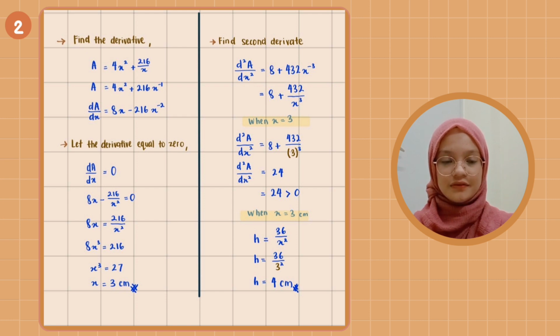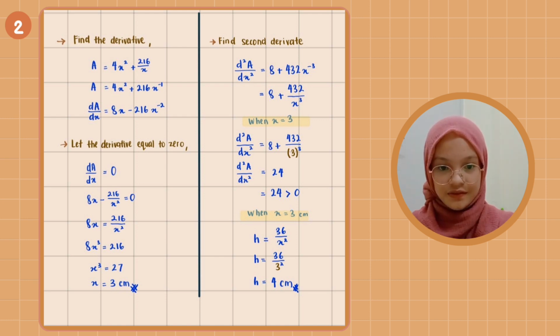After that, to confirm the nature of this value, we must find the second derivative by differentiating the first derivative. So we get 8 + 432/x³. Since we already got the x value, we substitute x = 3 into the second derivative. From this second derivative test, we get 24, which is more than 0. So x equals 3 is a minimum value. Now we can find the value of h by substituting the x value. We get h equal to 36 over 3². Thus, the value of h is 4 centimeters.